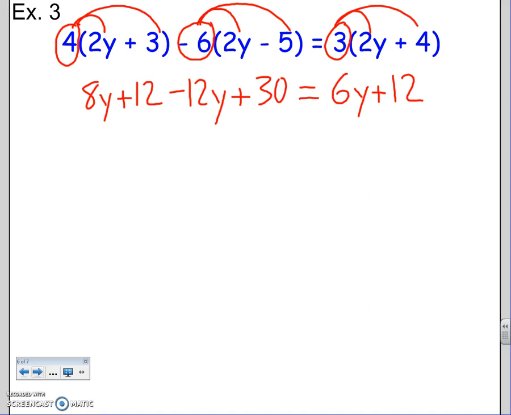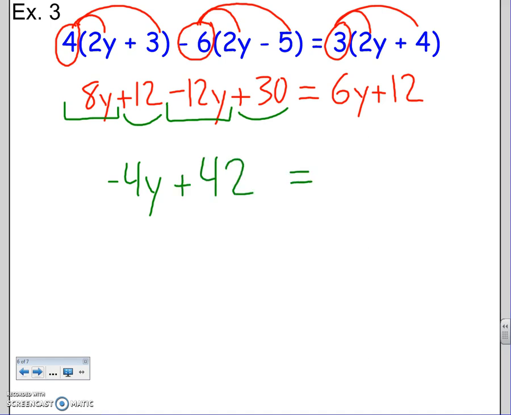So treat each side separately. You can draw the line if you want, you don't have to. But I'll combine the y's first. So I have positive 8y and negative 12y. So positive 8 minus 12 is negative 4y. We have this number positive 12 and positive 30, so we're adding them. That's positive 42. That is my left side.